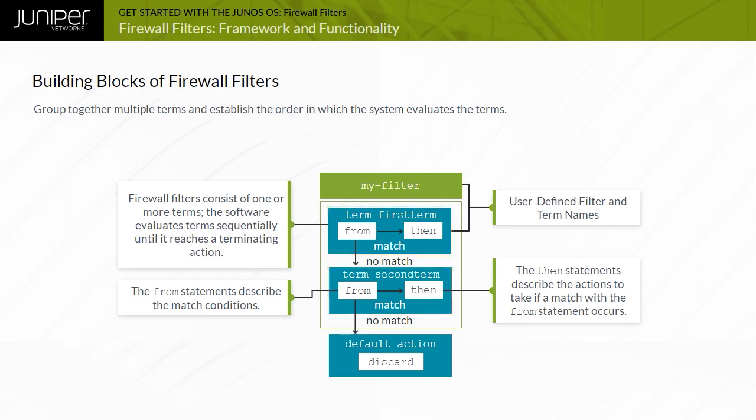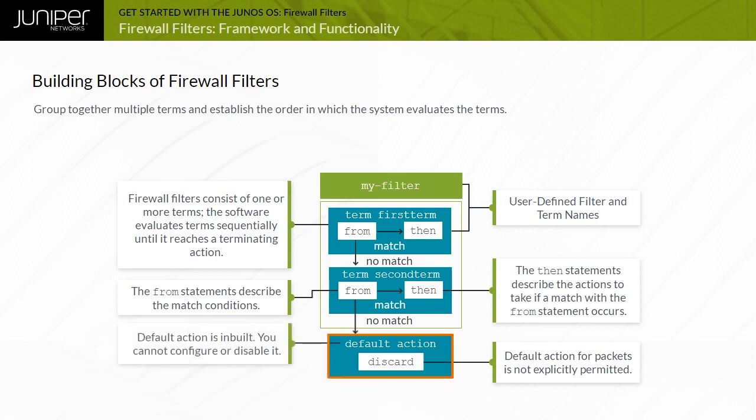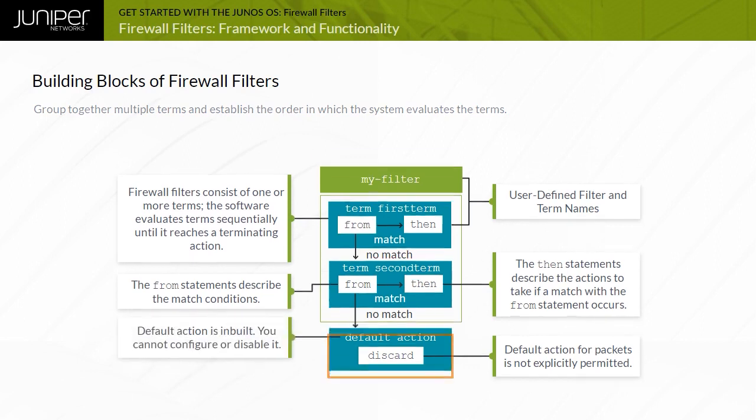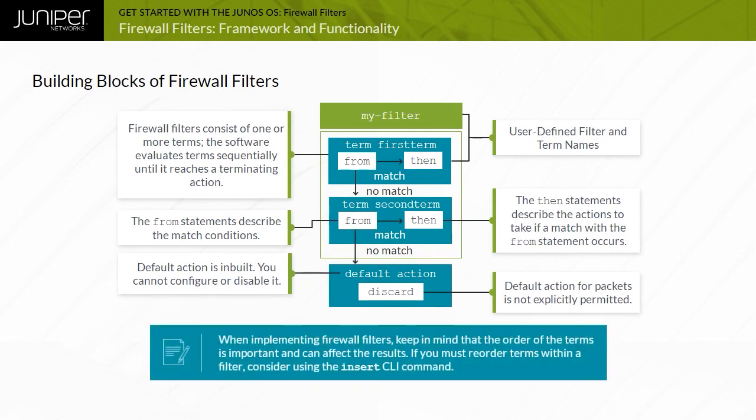Firewall filters always include an invisible default term that discards all packets that the configuration does not explicitly permit through the defined terms. The default action is inbuilt. You cannot configure or disable it. Note that when implementing firewall filters, keep in mind that the order of the terms is important and can affect the results. If you must reorder terms within a filter, consider using the insert CLI command.